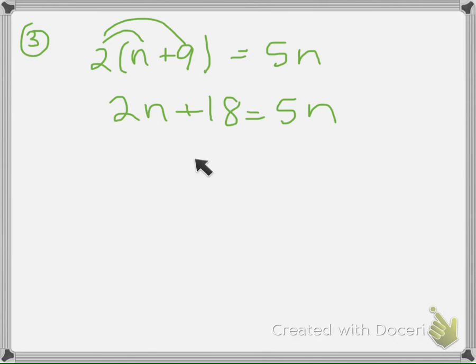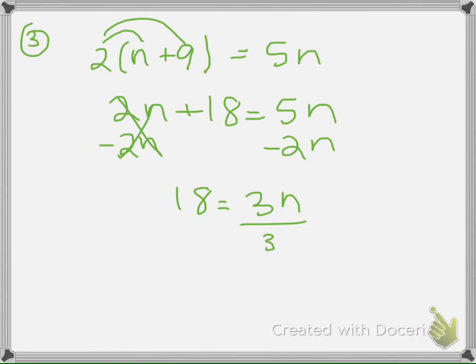So I'm going to subtract 2n on both sides. These go away. I'm left with 18 equals 3n. And now I simply divide by 3 on both sides. 18 divided by 3 is 6 equals n.